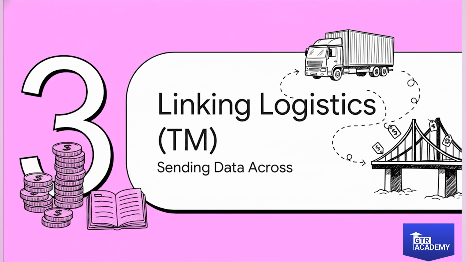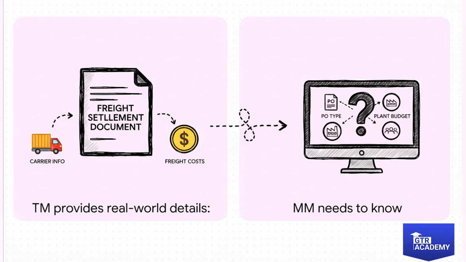Now we need to get the transportation management system ready to collect the right cost data and send it across that bridge perfectly. This slide really shows the conversation that happens between the two systems. The TM side has all the real-world details. It's basically saying, hey, here's the bill. It costs this much, this carrier did the work, and it wraps all that up in something called a freight settlement document. But the MM side is waiting and it's like, whoa, hold on.